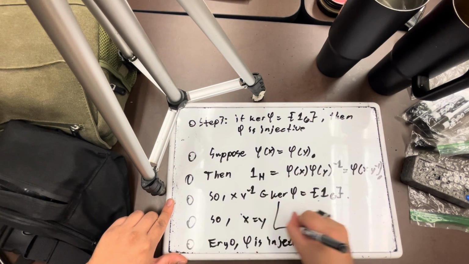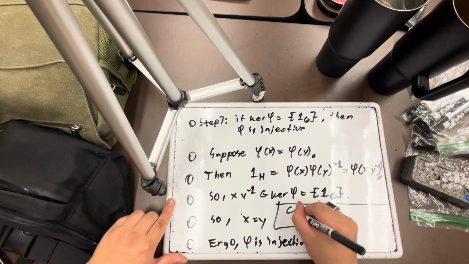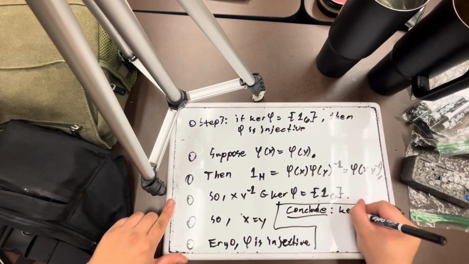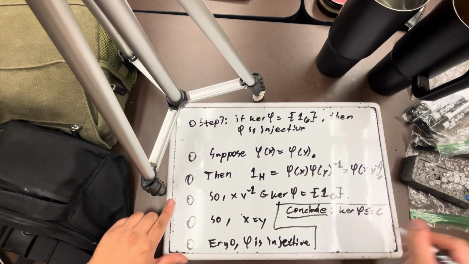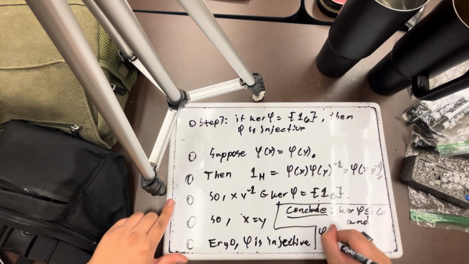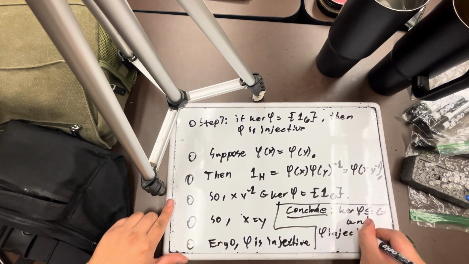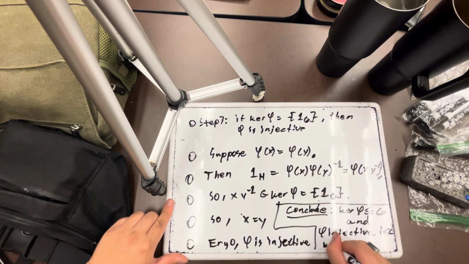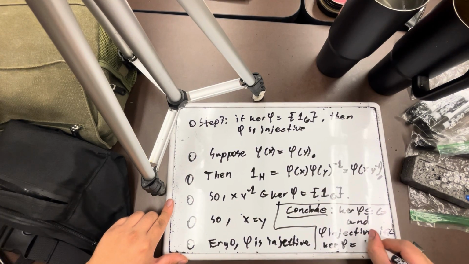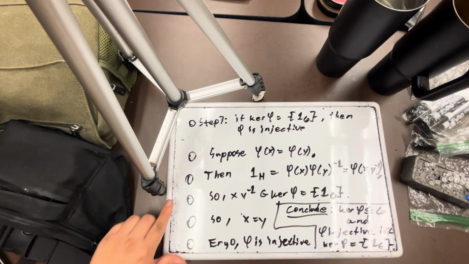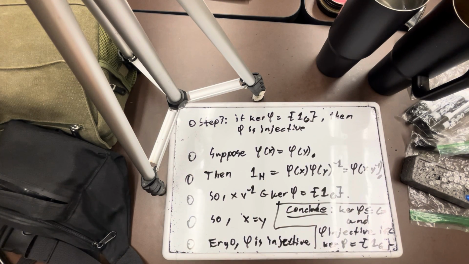Okay, now what can we conclude? Well, we can then say the kernel is a subgroup of G, and phi is injective if and only if the kernel of phi is equal to the singleton set containing the identity of G. All right, let's proceed to exercise 15.